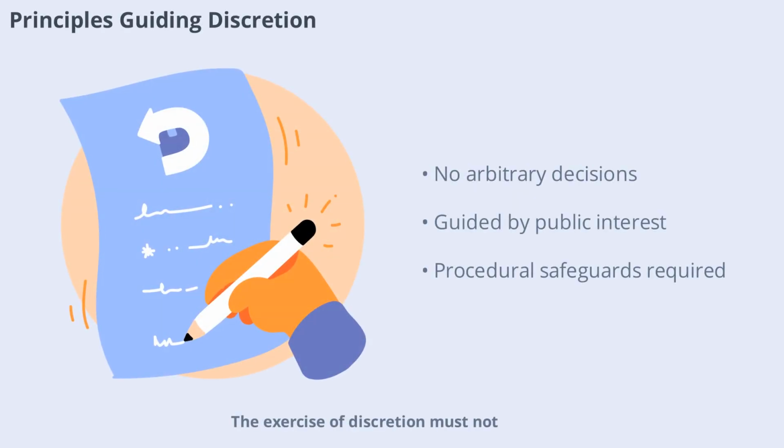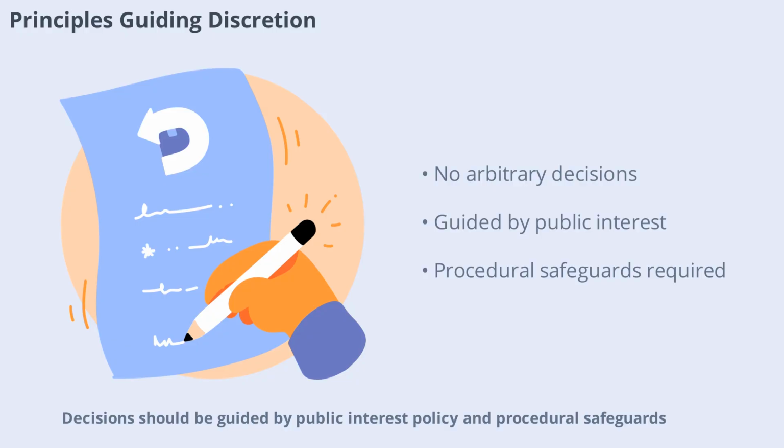Exercise of discretion must not be arbitrary or influenced by irrelevant factors. Decisions should be guided by public interest, policy, and procedural safeguards. Courts have consistently held that discretionary powers must be hedged by clear standards. If these are missing, the exercise or even the delegation of discretion can be quashed. This principle is central to upholding the rule of law and minimizing arbitrariness in public power.